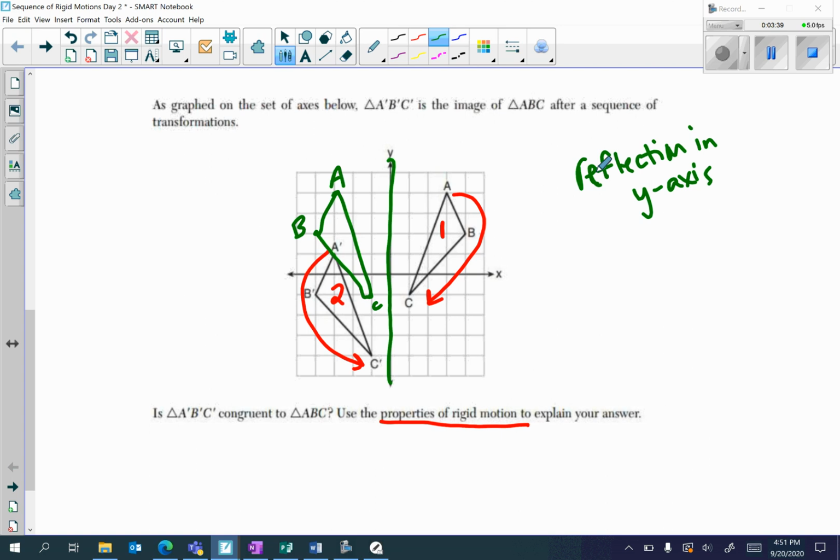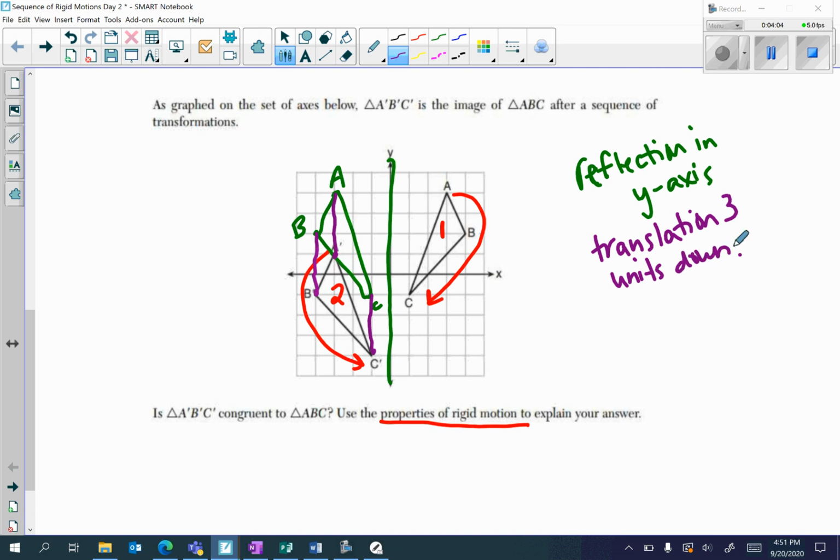Then let's take a look. It's being translated 1, 2, 3 units down. We could check that for every point: 1, 2, 3, 1, 2, 3. So then it's going to be a translation 3 units down.